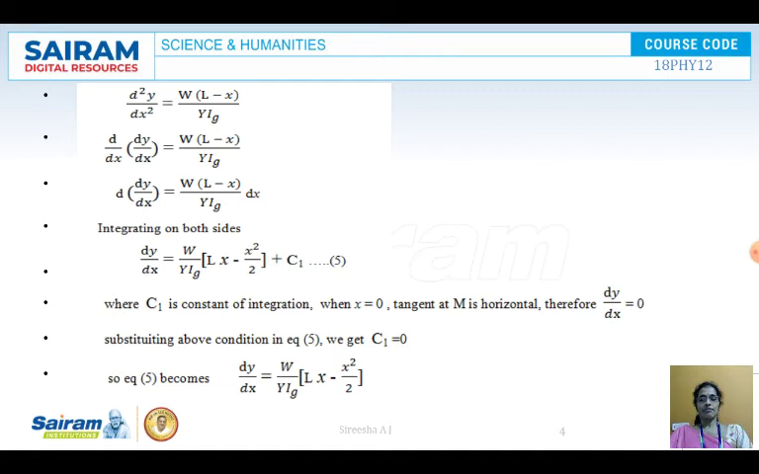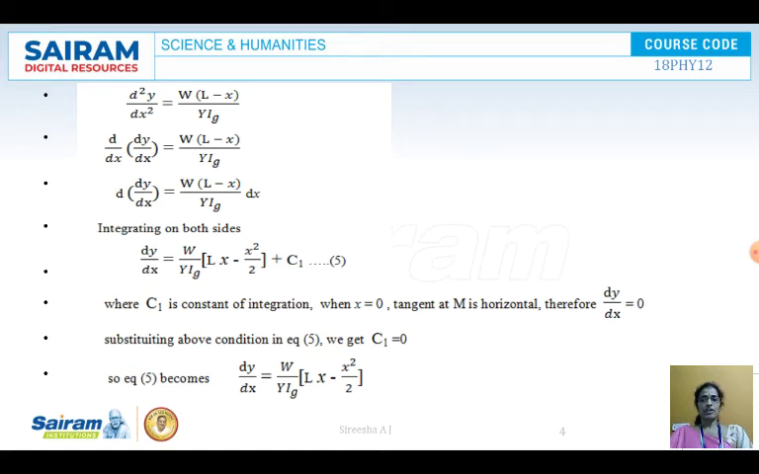Now here d square y by dx square is equal to W into L minus x by Yig. The same equation I have taken for ease, so you can see it on a single slide. It is a second order differential equation. I am splitting it into first order: d by dx of dy by dx is W into L minus x by Yig. Rearranging the terms, take the dx of the LHS to the numerator of the right hand side. So d of dy by dx is equal to W into L minus x by Yig into dx.